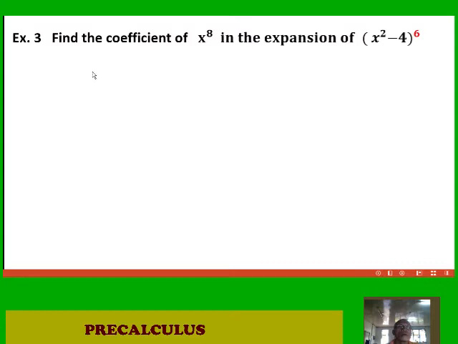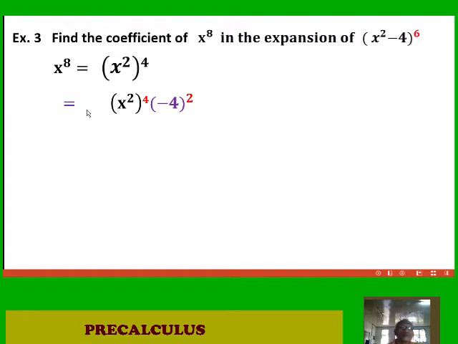Another example, find the coefficient of x to the 8 in the expansion of x squared minus 4 raised to the 6th power. So here, x to the 8 is the same as x squared raised to the 4th power, because in our original binomial we have x squared as the first term. So x squared raised to the 4th power is x to the 8. Then the second term, negative 4 raised to the second power. So 4 plus 2 is equal to 6. So this is 4, then 6 minus 4 is 2.